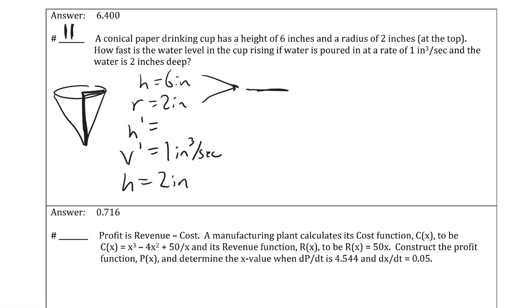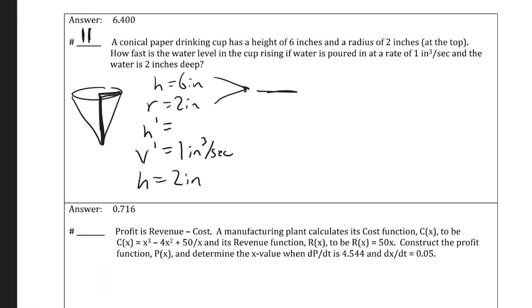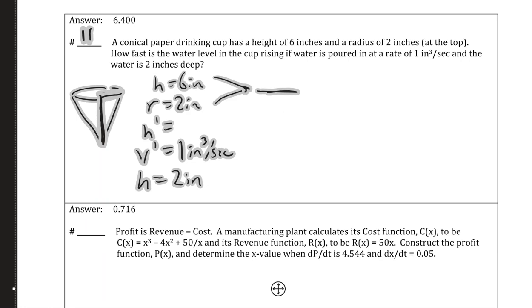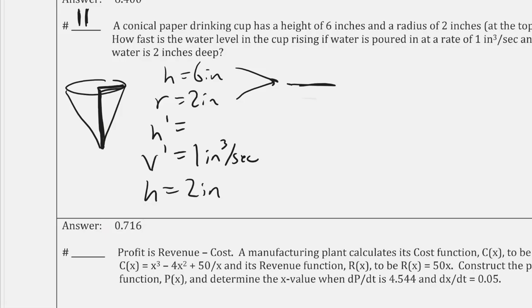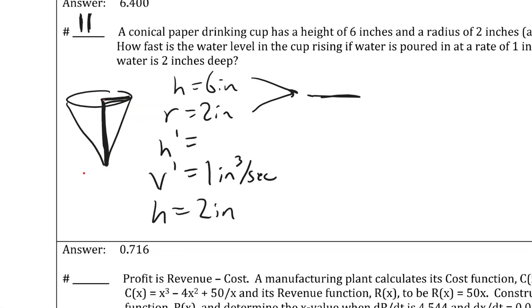Okay, so right here, one thing about a cone that you may not be aware of is that this to this is always going to be proportional. So when this is 6 and this is 2, this is telling me the relationship between R and H. H is the same thing as R if you multiply it by 3. So as that water level goes down, it's not at the top. This becomes less than 2, but so does this. This becomes less than 6.